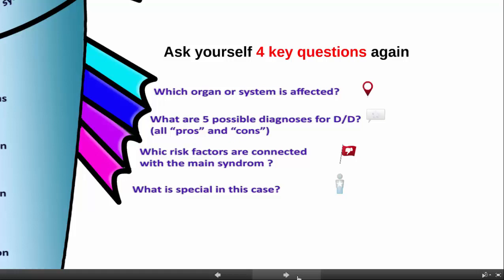What are 5 possible diagnoses? We can clarify this question using the pros and cons model. I will tell about it later. Which risk factors are connected with the main syndrome? Maybe we could find something else. And what is specific in this case if we found something else in the end of the physical exam? So, organ system. In our case, it was the same organ system, throat.